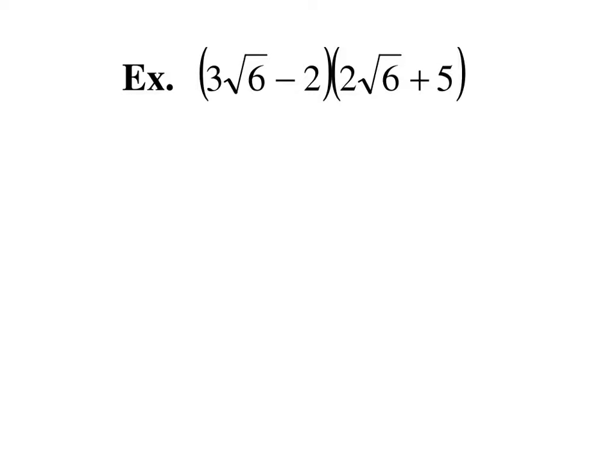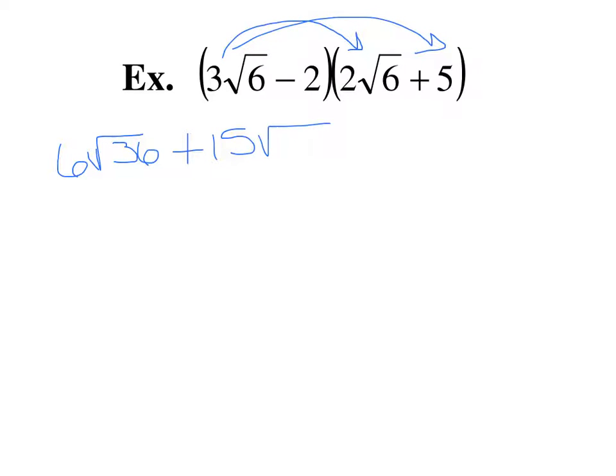All right, for this one, here to here first, outside will be 3 times 2, inside will be 6 times 6, and that will simplify. We'll do it in the second step. And then here to here, outside will be 3 times 5. Inside is just square root of 6. And here times here, outside is negative 2 times 2, negative 4. Inside, square root of 6. And here to here, negative 2 times 5 is negative 10. And then we're going to simplify.